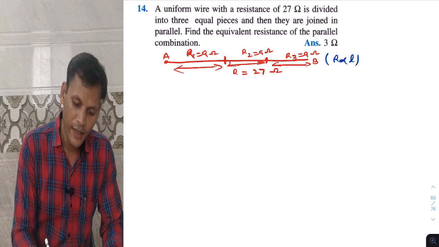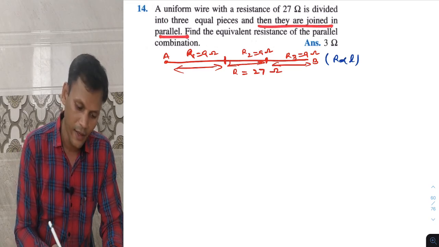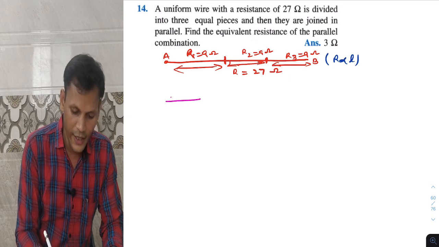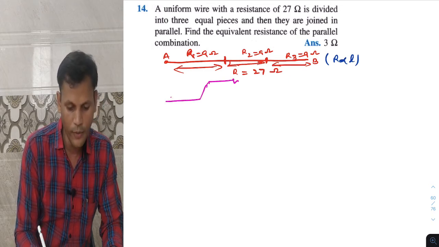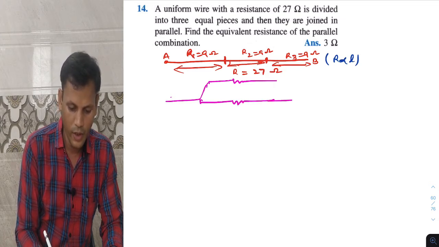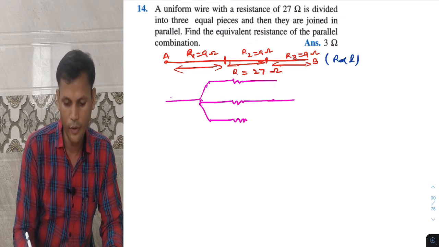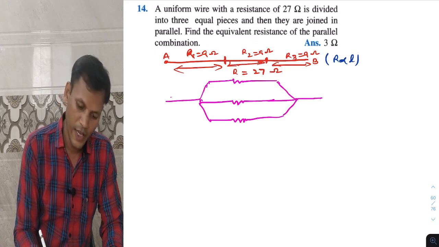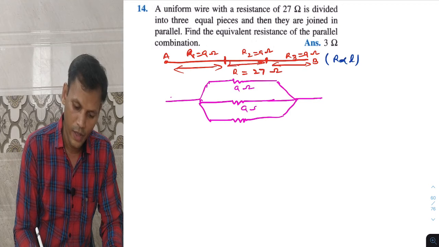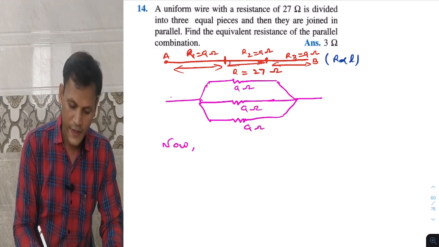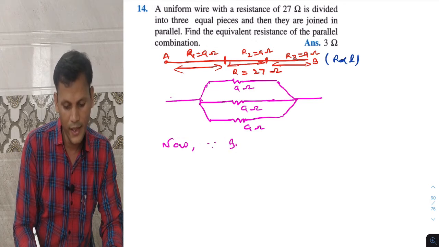Now it is telling that then they are joined in parallel. अब हमारा कुछ diagram कुछ ऐसा हो जाएगा कि ये 9 ohm हो गया, this is 9 ohm, this is 9 ohm, and this is also 9 ohm. All are connected in parallel now. It is 9 ohm, 9 ohm, 9 ohm. So now, since in parallel, diagram already draw कर लिया हमने.